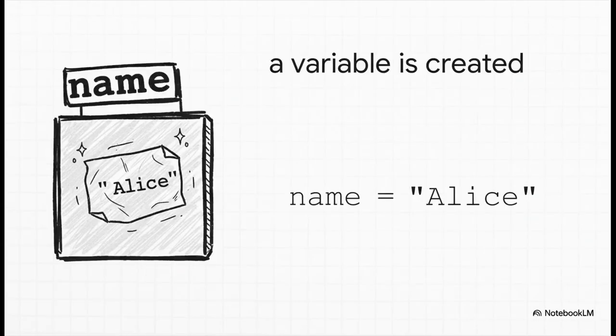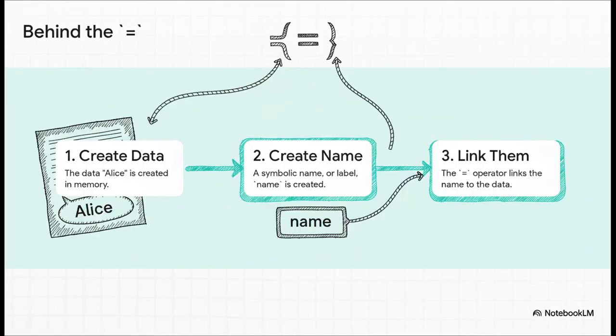And you know what? Python makes this whole process incredibly simple. You don't need any fancy commands or anything. You just pick a name, use that good old equal sign, which we call the assignment operator, and give it a value. Boom. Just like that, you've created a variable. So let's just quickly break down what's actually happening when you write that single line of code. First, Python creates the data itself, in this case, the text Alice. Then it creates the label, which is name. And finally, that equal sign acts like the glue, linking that label to that piece of data.